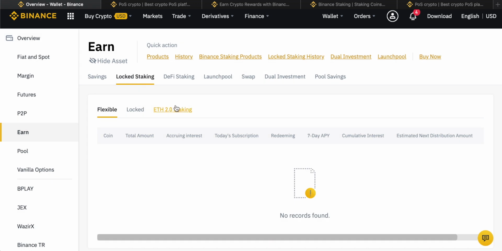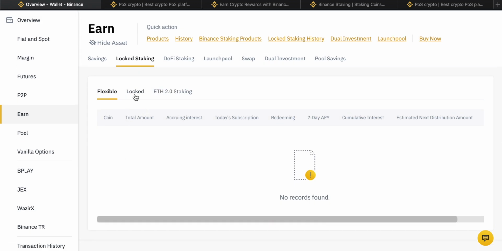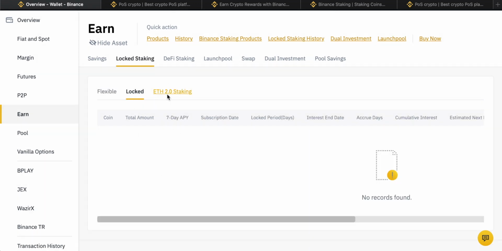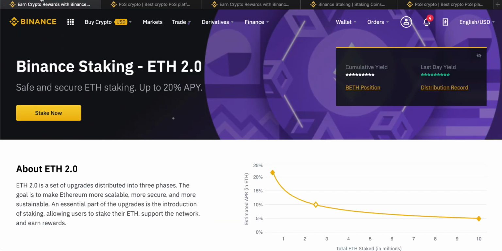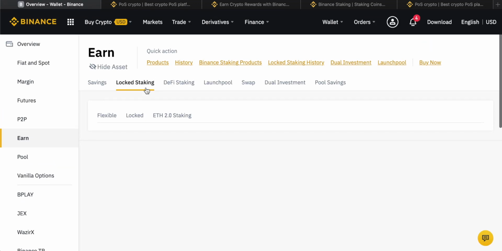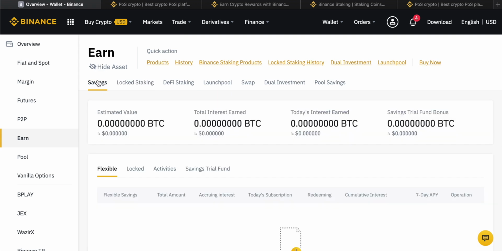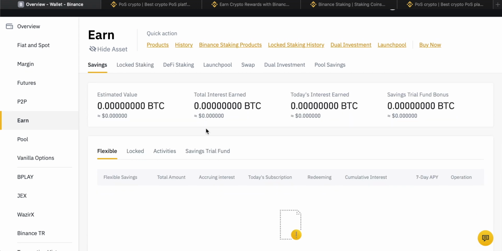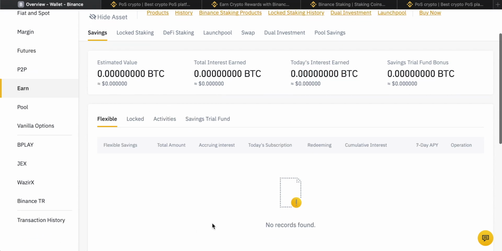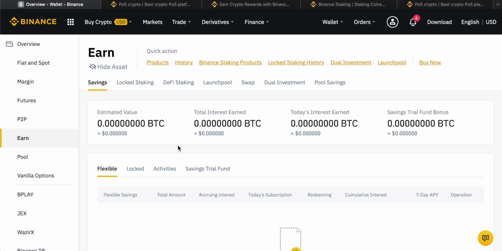Lock staking is right here. You can see flexible and also locked. It'll all be in here for you, and any Ethereum staking that you are doing, you can go through and see that. All of the other earn products are right here, so you can see everything in one place. All of your interest and all of your earnings that do get remitted to you will be in here as well, so you can see them all, and you can see all of your history. That is staking coins on Binance Earn.